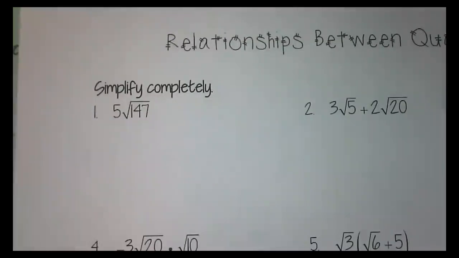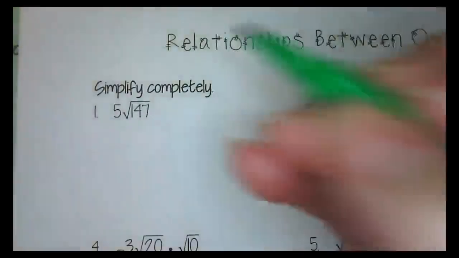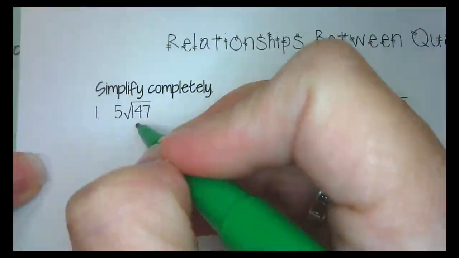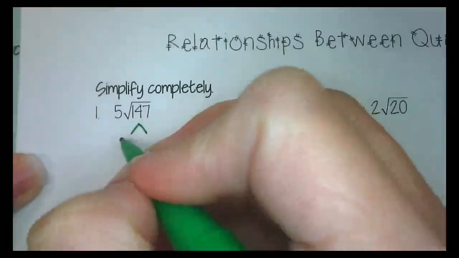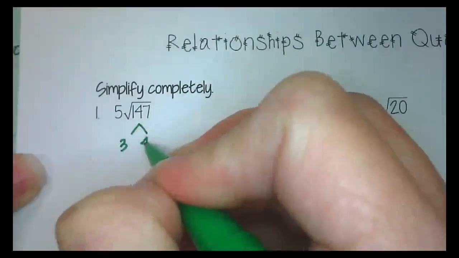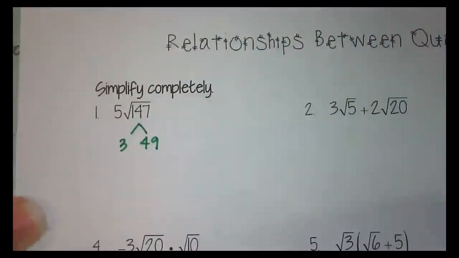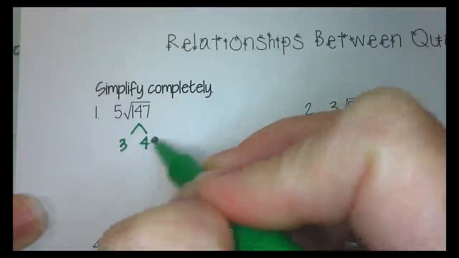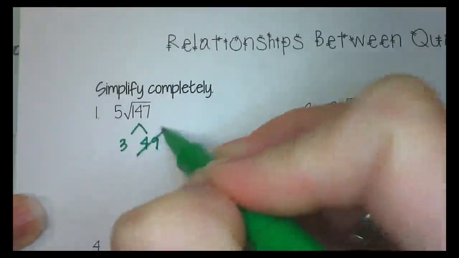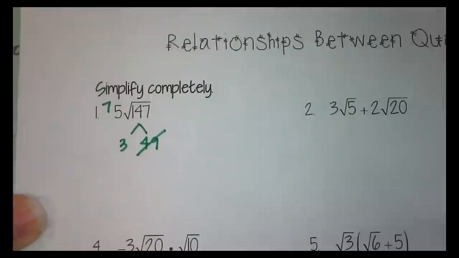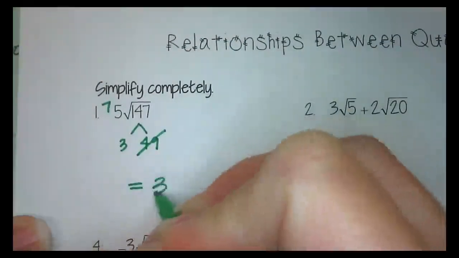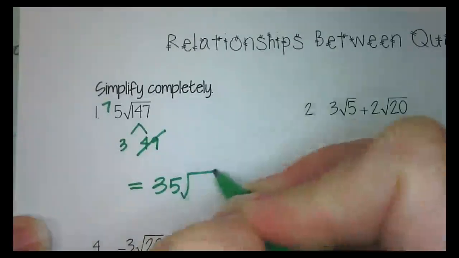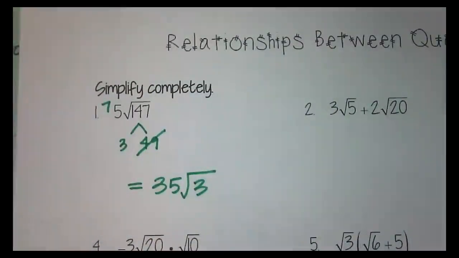All right, so first thing we're doing is simplifying the square roots. So I can break down 147. You might have to think about it a little bit, but that is 3 times 49. So I know that this right here gives me a pair of 7s. So this one, we will end up with 35 root 3.